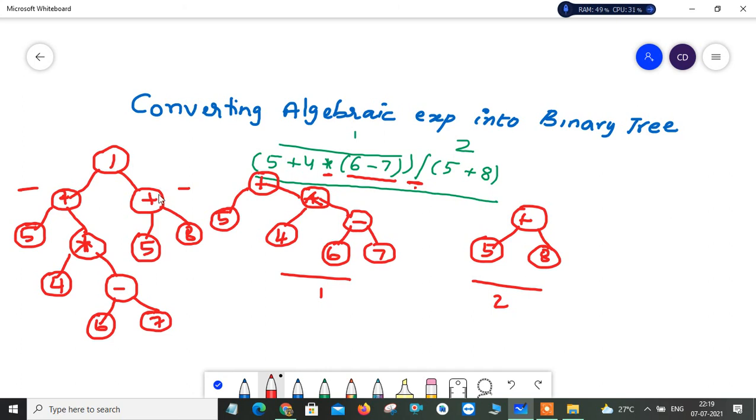So in this way we can construct a binary tree when an expression is given in data structures. I hope you all can understand. Thank you.